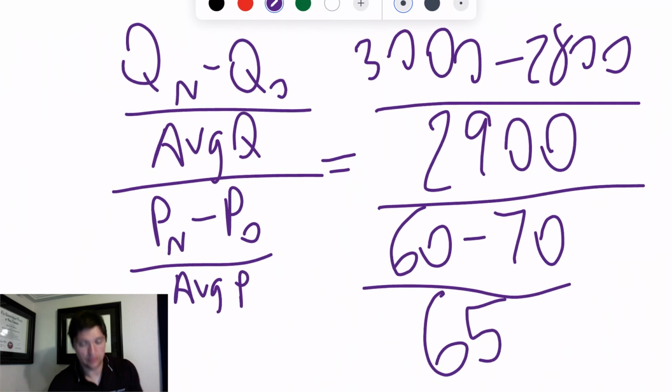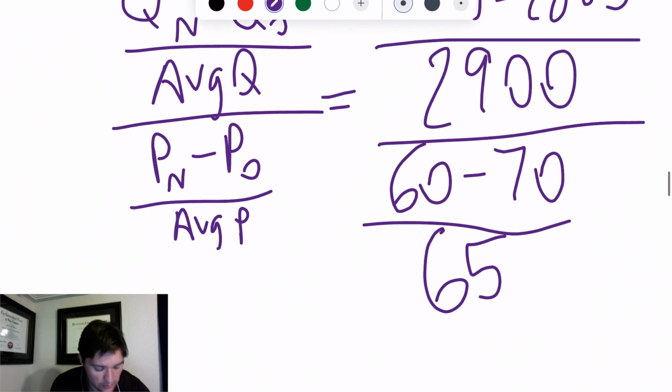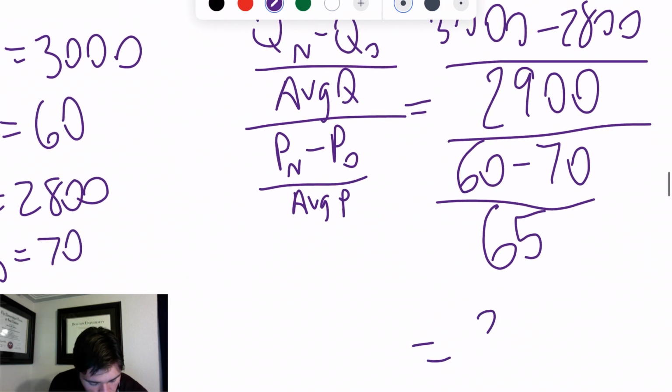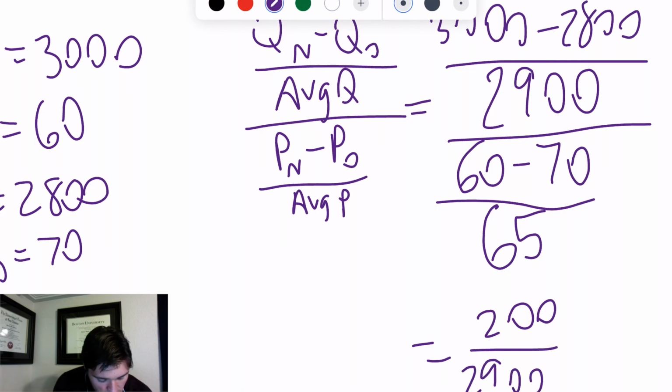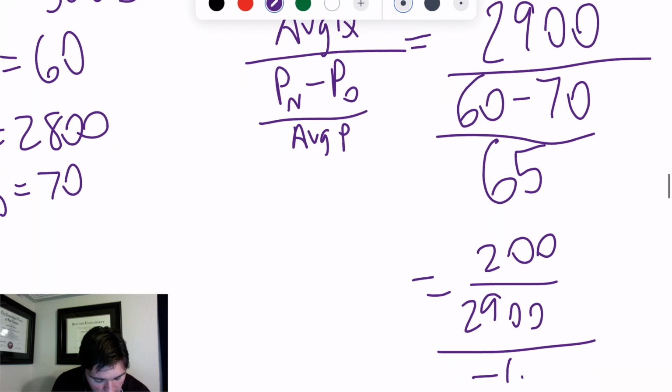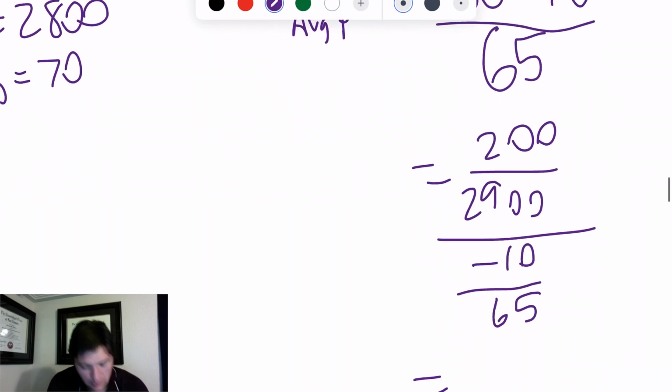Now, all we're going to do is go straight down again. So now we'll do 3,000 minus 2,800, that's 200, divided by 2,900, divided by negative 10, divided by 65. I will now be doing 200 divided by 2,900, and that is going to be an ugly number.